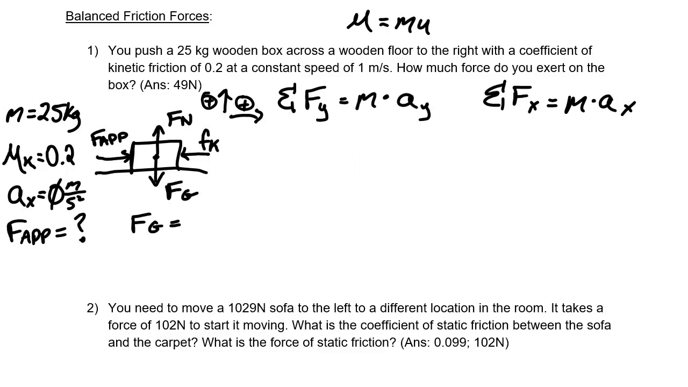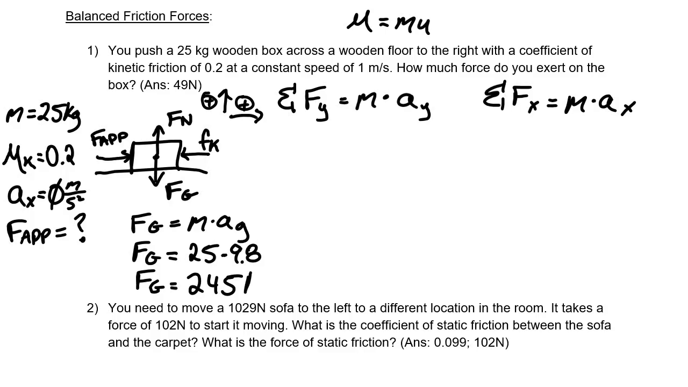Now, what is the force due to gravity acting on the object? Well, that's the mass times acceleration due to gravity. We have the mass already, so we can find the force due to gravity, which is the weight of the object, and that is equal to 245 newtons.